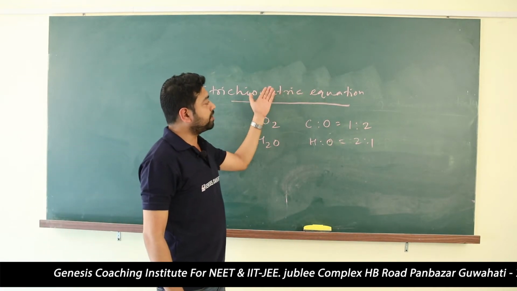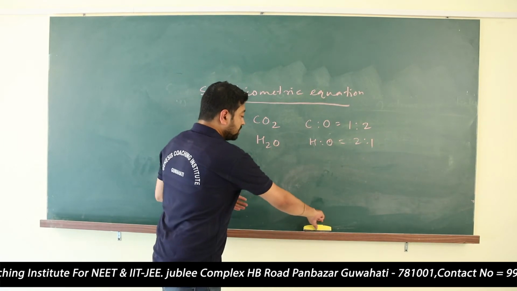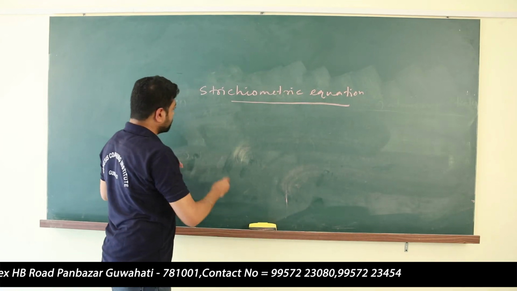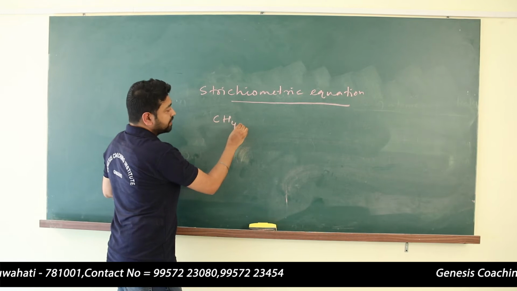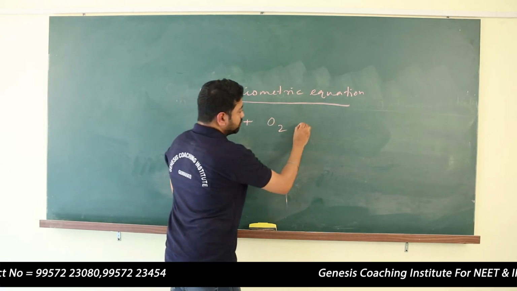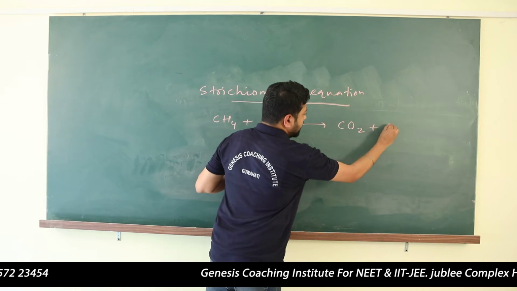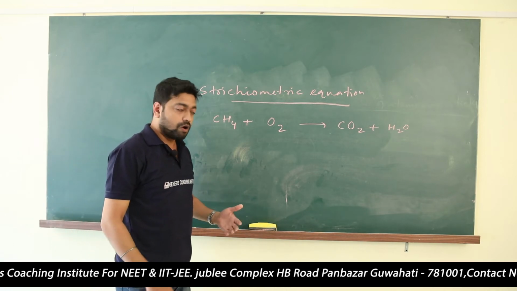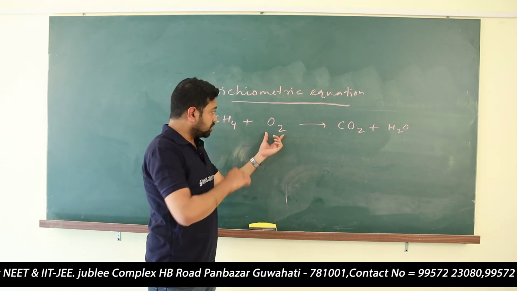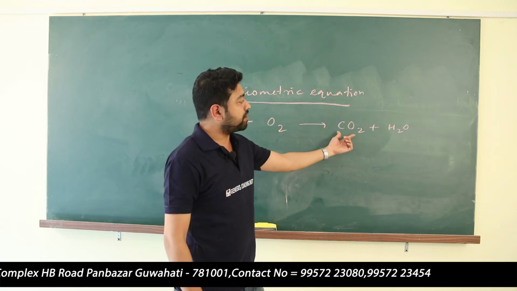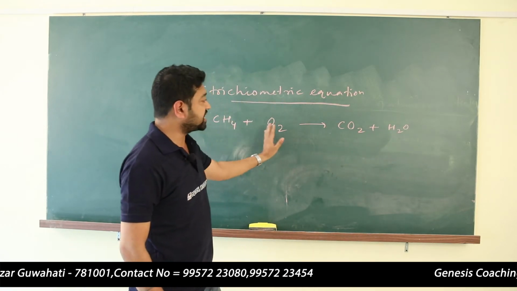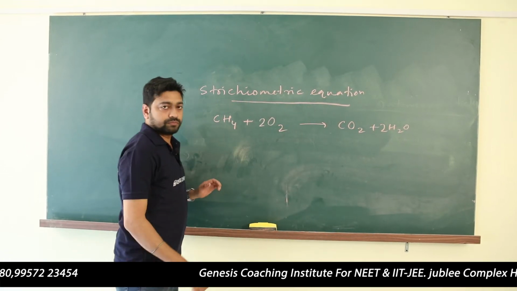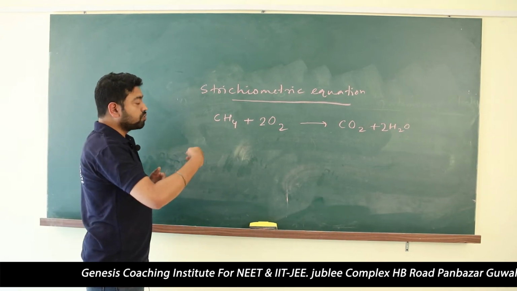Now if we apply this stoichiometry in an equation, this is the stoichiometric equation. Let us take an example: methane reacts with oxygen to give carbon dioxide and water. Any hydrocarbon, whether alkane, alkene, alkyne, or aromatic, on combustion will always give carbon dioxide and water. Now balance the equation. Here it is 2, it is 2. Now it is balanced.